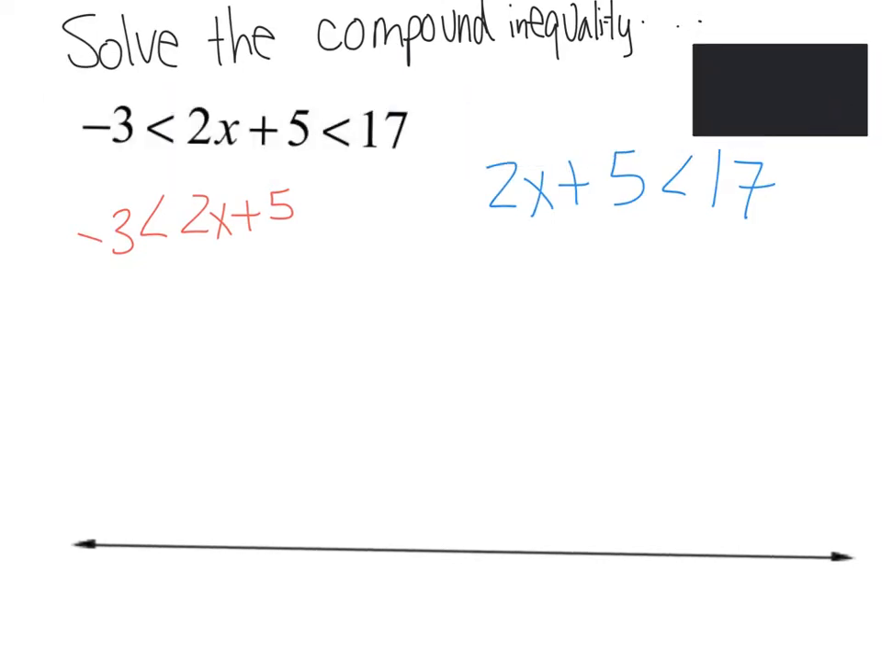So for the first way, I would solve these separately. So I would subtract the 5 from both sides. I end up with -8 is less than 2x, and I divide by the 2. So I get x is greater than -4. And remember, we want the x to be on the left side. When we flip these around, we have to remember to flip the inequality as well, okay?